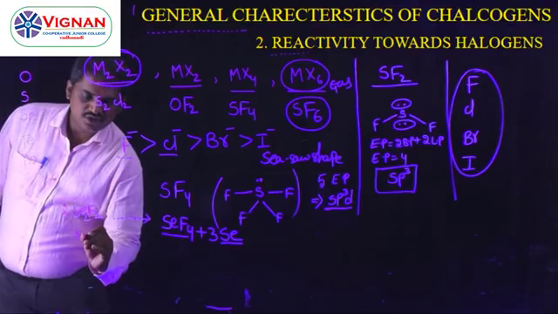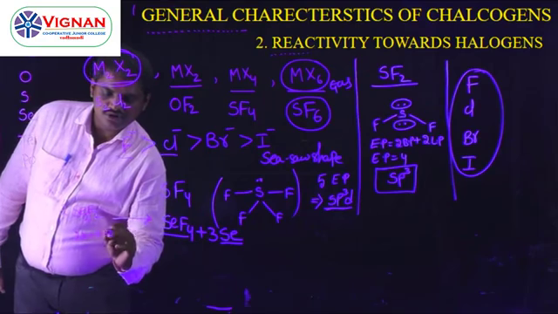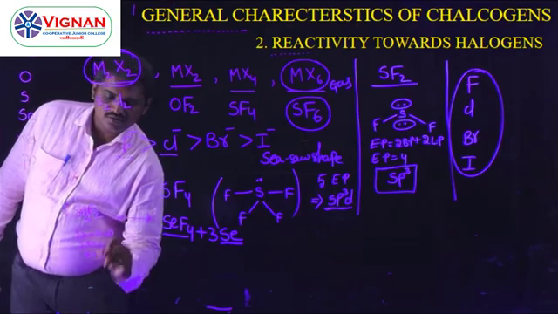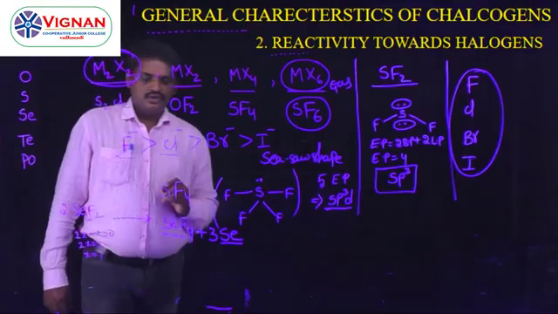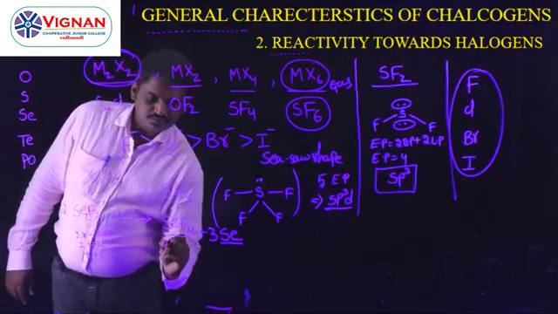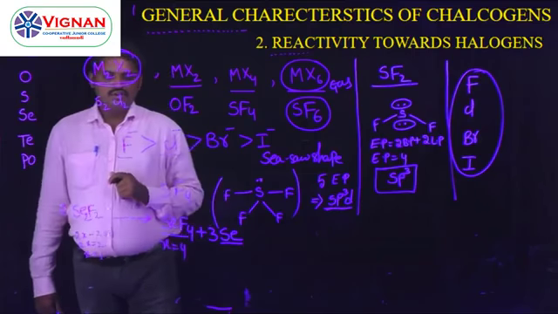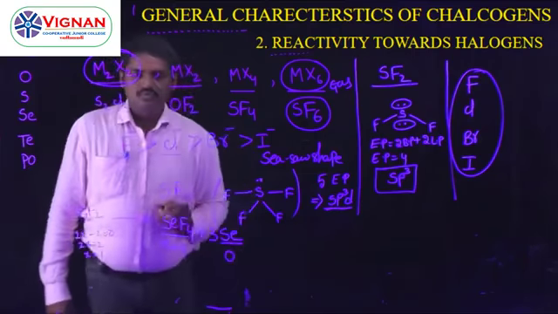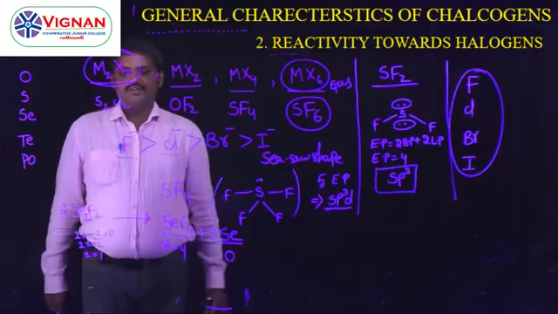2x, 2 seleniums are there, 2x minus 2 is equal to 0, so 2x is equal to 2, x is equal to 1. And next one, x is equal to 4. And this is 0. These are the oxidation states of the different molecules.